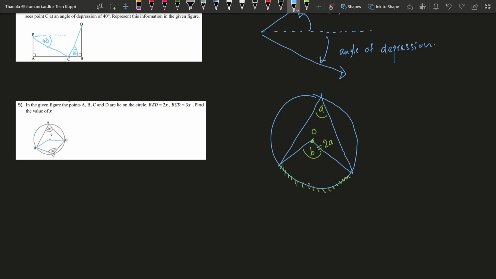Consider 2x, right? What's that angle? That angle is made by the arc BD, right? Here this part is exactly 4x, clear? Right? On the other hand, from 3x, that's the arc, therefore the other part is 6x, right? Okay.